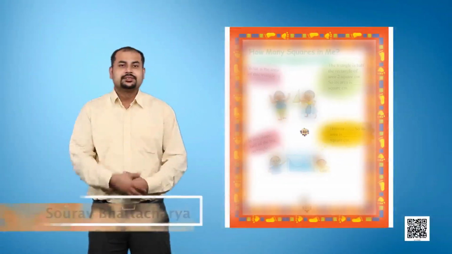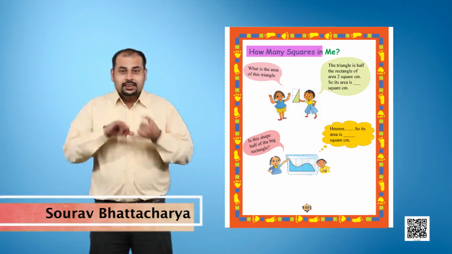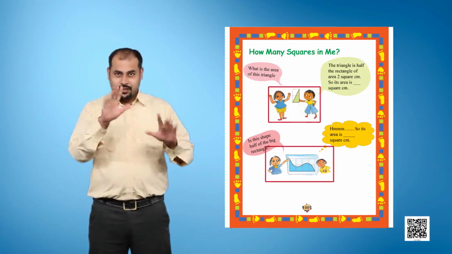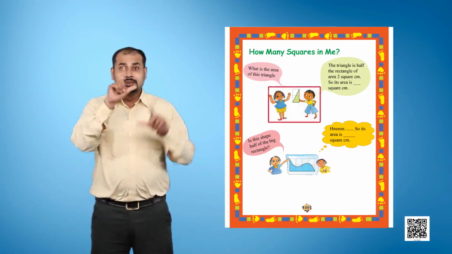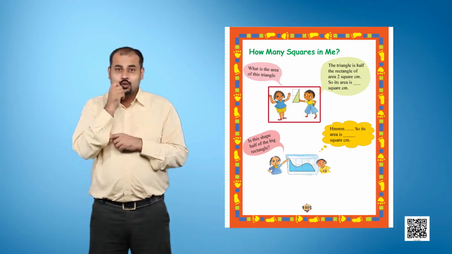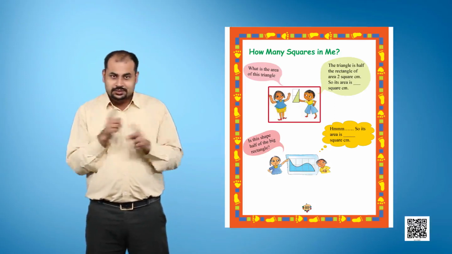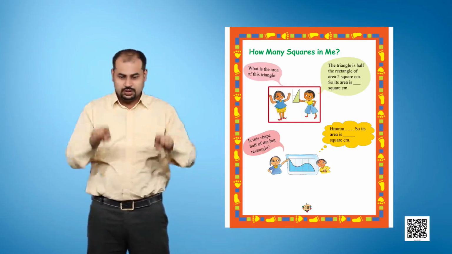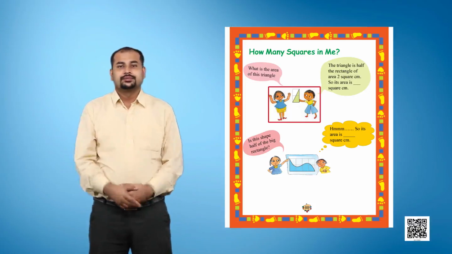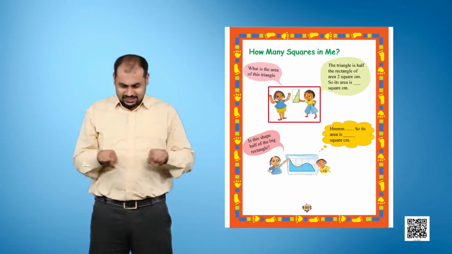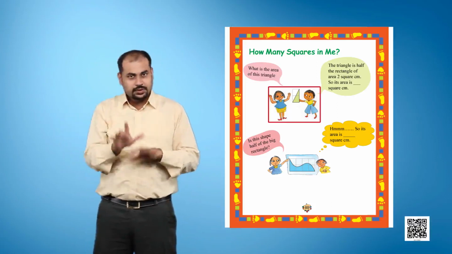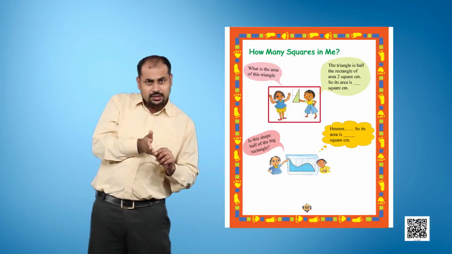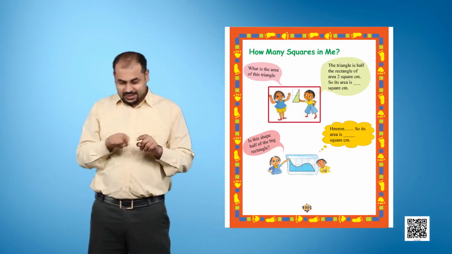Page 40. How many squares in me? On the page, we have some pictures. The first one is a conversation between a boy and a girl. We see a rectangular figure between them which is created by two squares on top of the other. The figure is cut diagonally from the top right to the bottom left corner, creating two triangles.